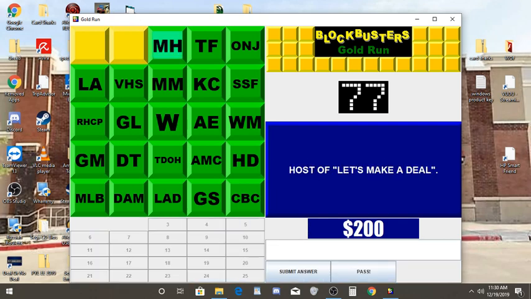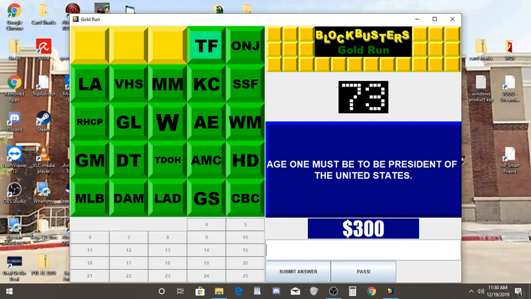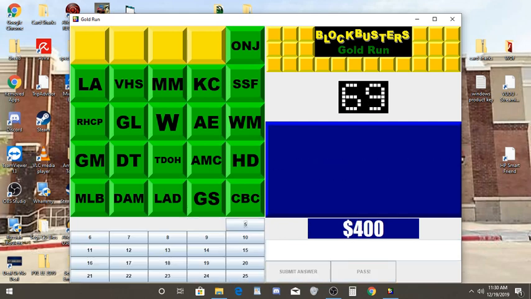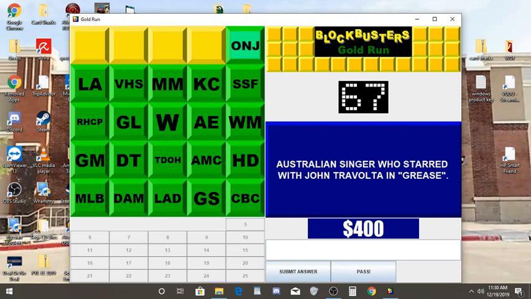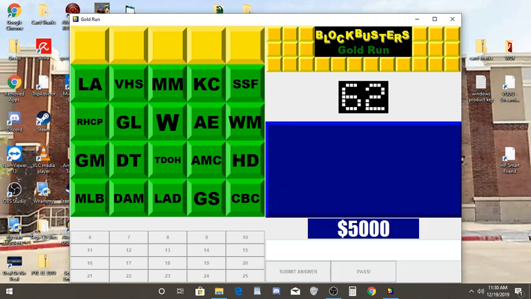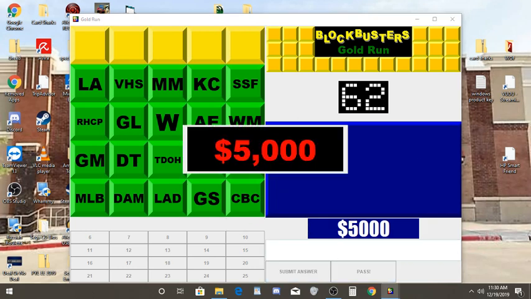MH. Host of Let's Make a Deal. Monty Hall. TF. Age one must be to be President of the United States. 35. ONJ. Australian singer who starred with John Travolta in Grease. Olivia Newton-John. $5,000! $7,000 is my one game winning total.